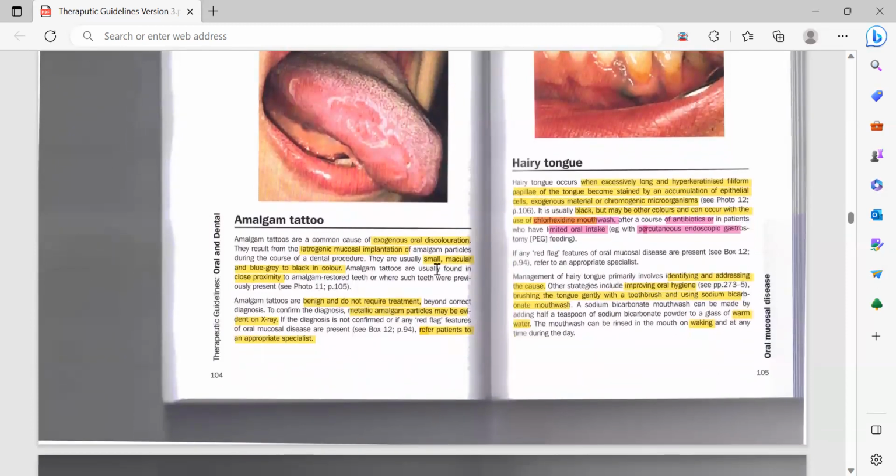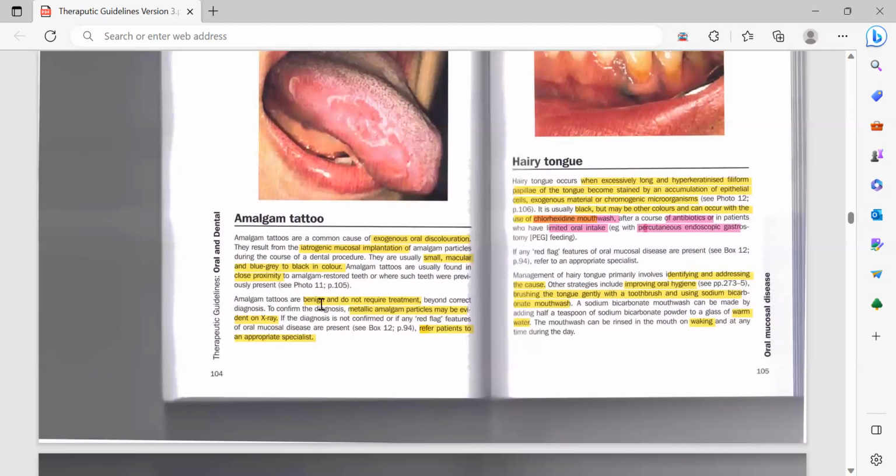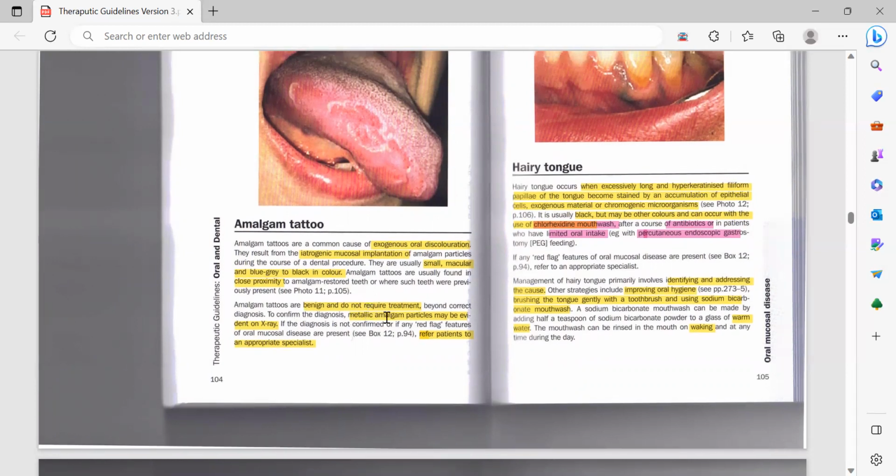They are usually small, macular, and blue-gray to black in color. Amalgam tattoos are usually found in close proximity to amalgam-restored teeth or where such teeth were previously present. Amalgam tattoos are benign and do not require any treatment beyond correct diagnosis. To confirm the diagnosis, metallic amalgam particles may be evident. When you take the X-ray of that area, you can see a metallic amalgam particle there.